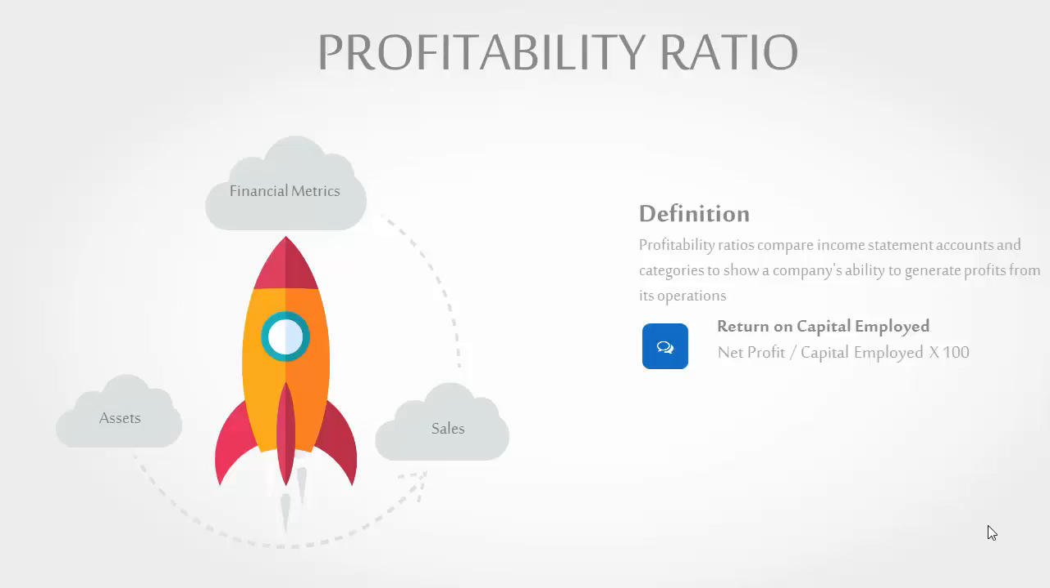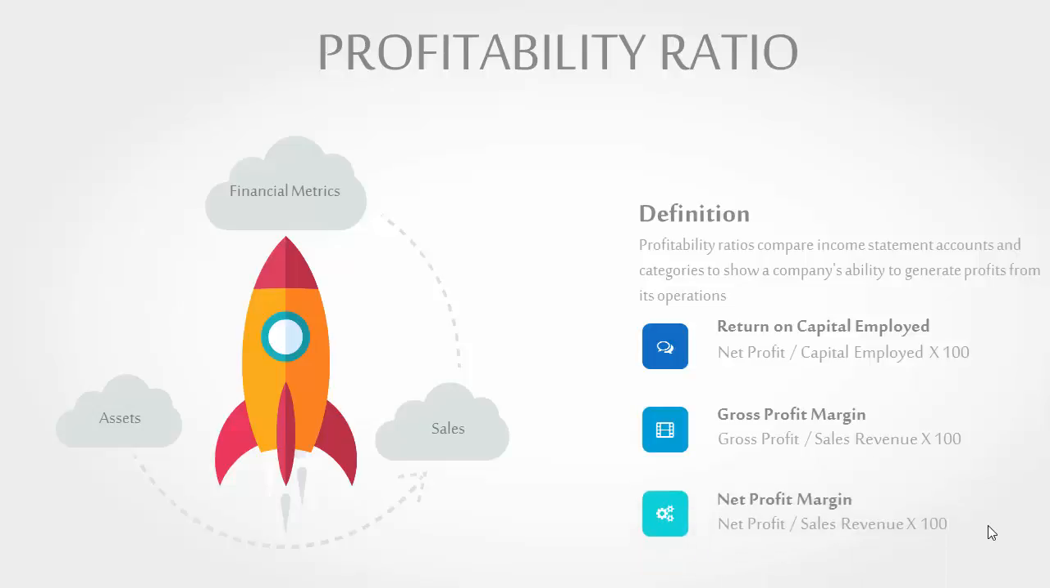First is return on capital employed, second is gross profit margin, and third is net profit margin. Let's come back to the first, return on capital employed. When we talk about return on capital employed, from where will we come to know how much the return on capital employed is? For this, we need to see the balance sheet of the company.